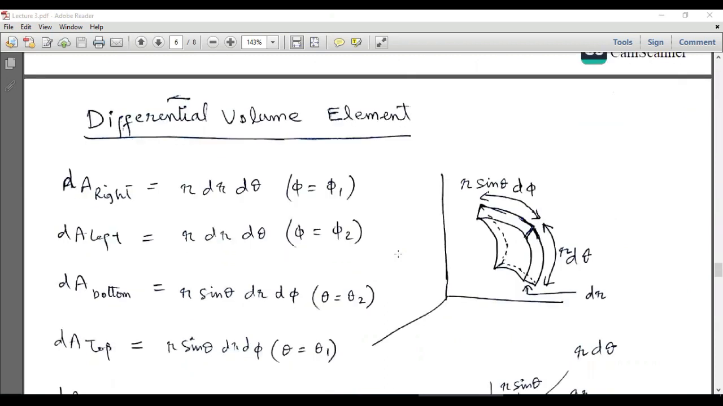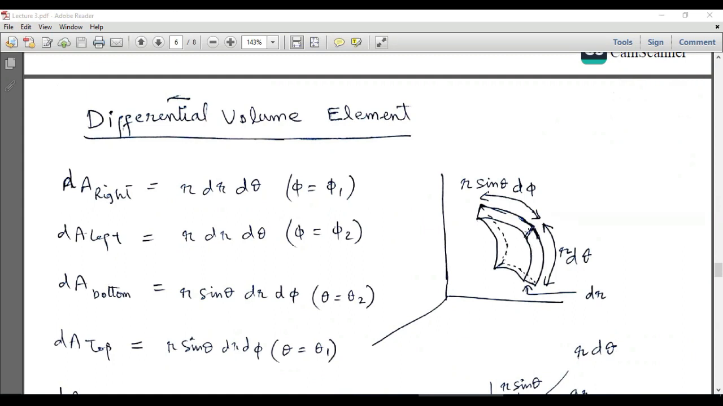Now we will discuss the differential volume element in spherical coordinate system, and it will look like this. In cylindrical coordinate system, we had straight vectors along the z-axis, but in spherical components, we will have curved surfaces along the z-axis. So this is the differential volume element in spherical components.